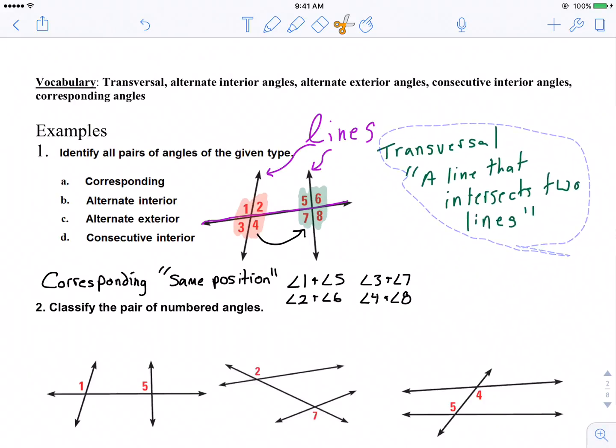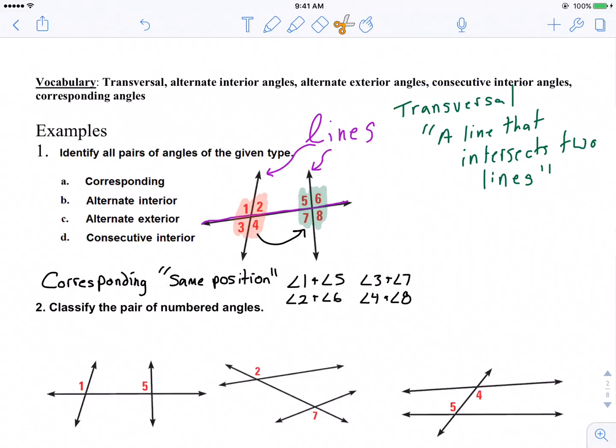Make some room for our other angle types. The rest of them, there are not as many because we've added in some words here. Interior, exterior, and then interior again. The stuff in between these angles here, we call these interior because they are in between the 2 lines. These angles on the outside are considered exterior. They are on the outside of your 2 lines. So interior is 2, 4, 5, and 7. Exterior 1, 3, 6, and 8.